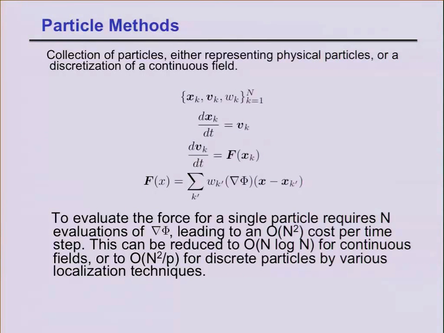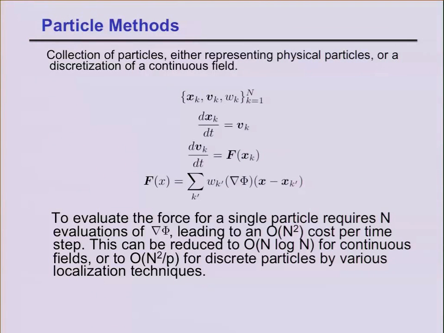This can be reduced to O of n log n for continuous fields, or to order n squared over p for discrete particles, by various localization techniques. The easiest one to understand is if the potential is something like Lennard-Jones, which dies off like 1 over x to the 6th. You can just say, okay, outside of some distance, my particles don't interact. And that's a very good approximation.